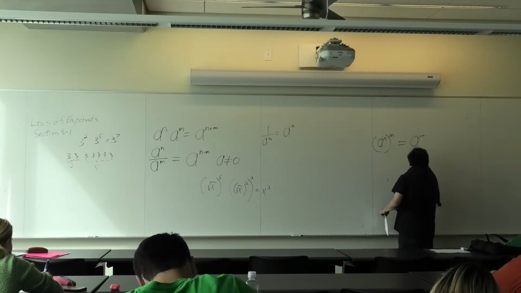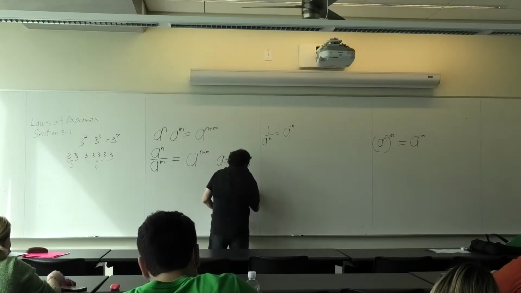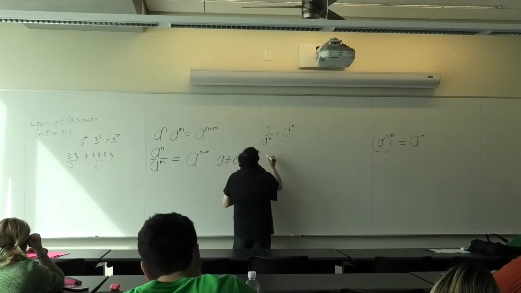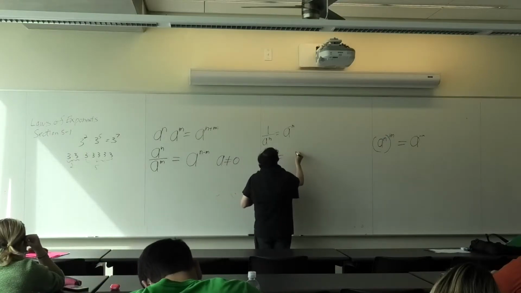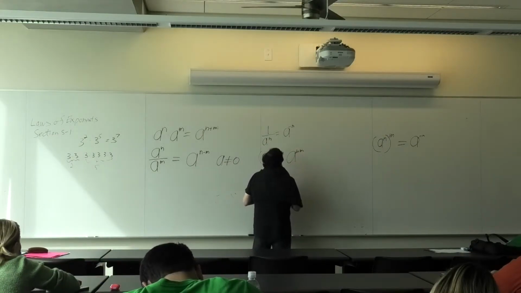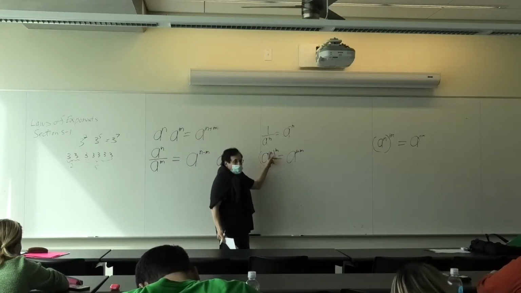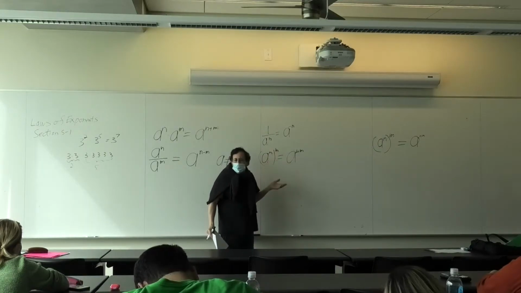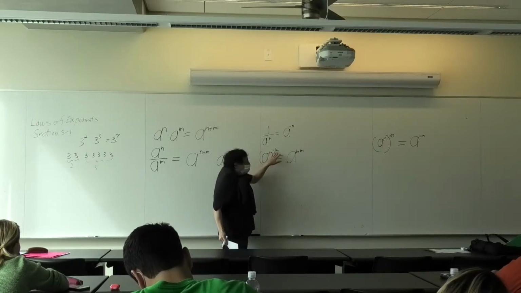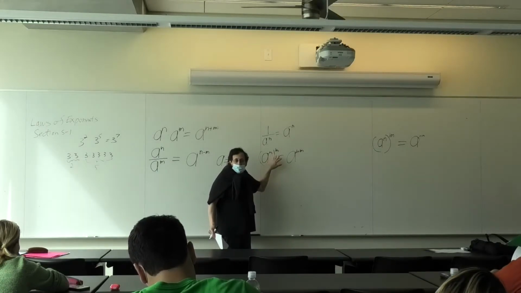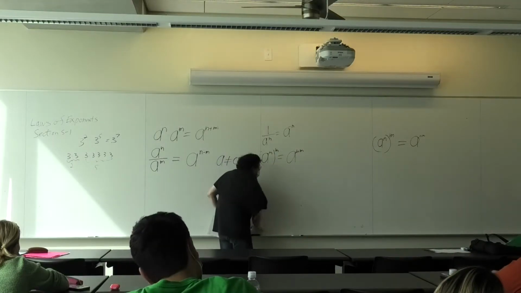Okay. So let me transfer this rule over here. a to the n, to the m, equals a to the n times m. Again, n and m could be positive or negative. It still works. They can be fractions. It still works. Just a general rule. Okay.